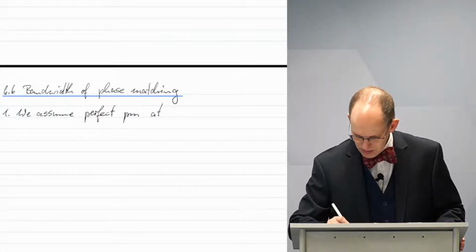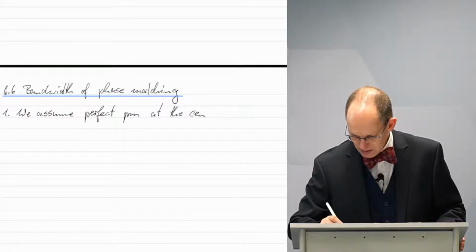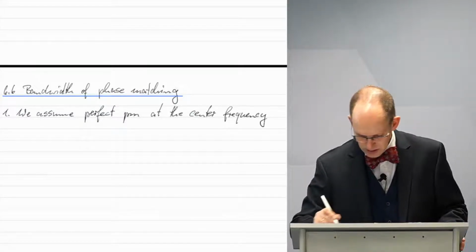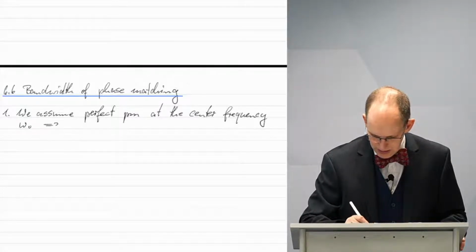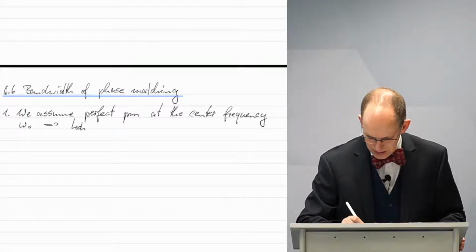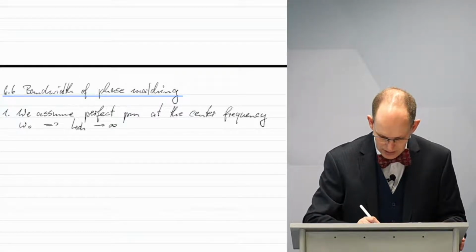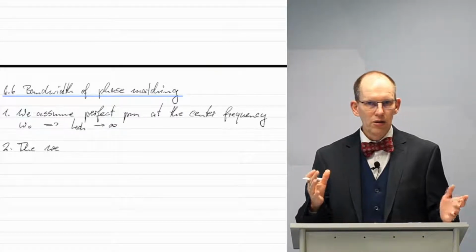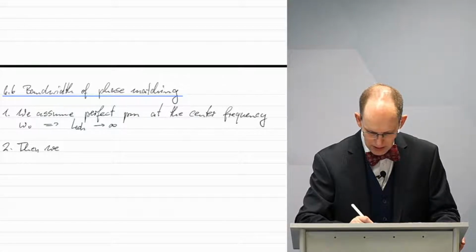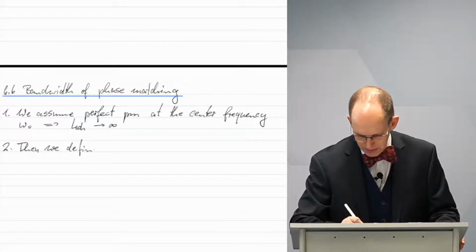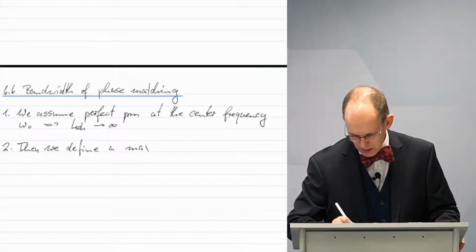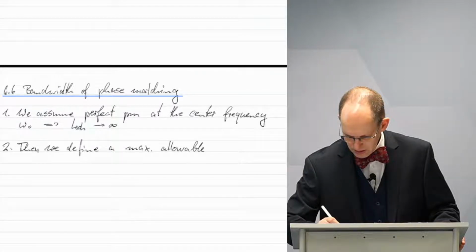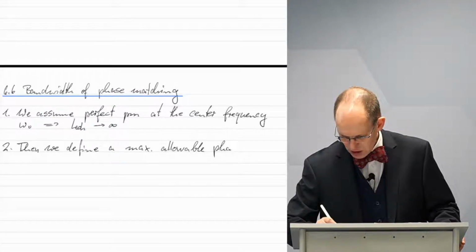At the center, and I actually use frequency, so omega naught, yeah, which means that the coherence length is infinite. And then we define a maximum allowable phase mismatch.